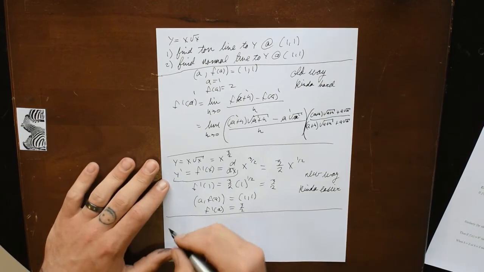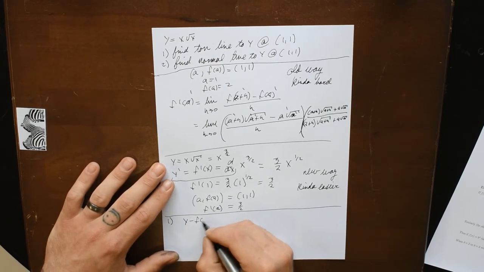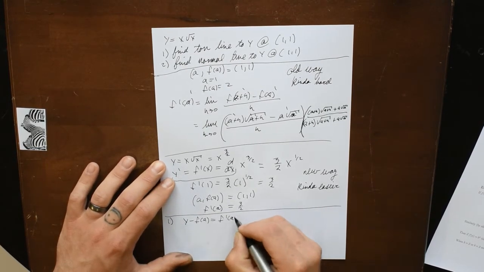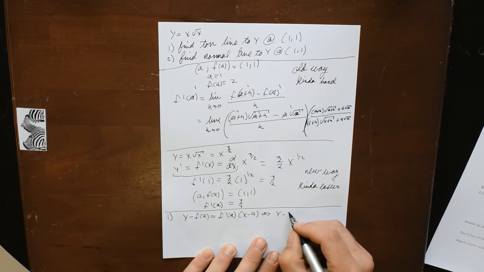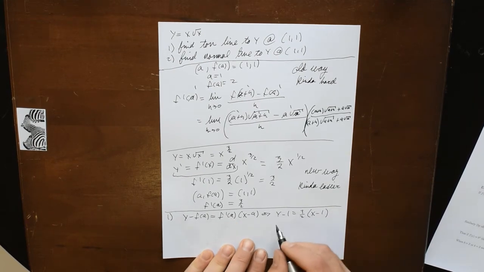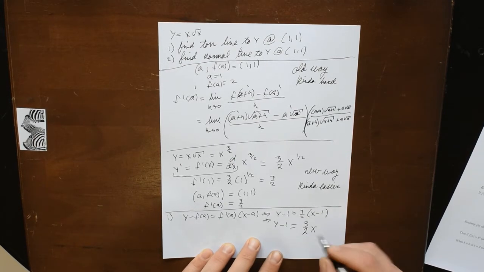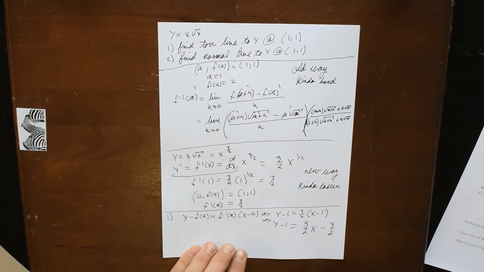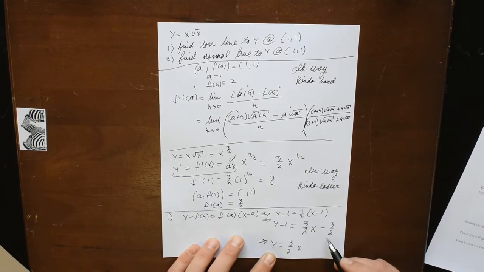So, for 1, the equation of our tangent line, the formula is y minus f of a is equal to f prime of a times x minus a. Well, that's the same thing as y minus 1 is equal to 3 halves of x minus 1, which is y minus 1 is equal to 3 halves x minus 3 halves. You can see at this point I got committed to not fitting them both on one page. Adding 1 to both sides, y is equal to 3 halves x, negative 3 halves plus 2 halves is negative 1 half.